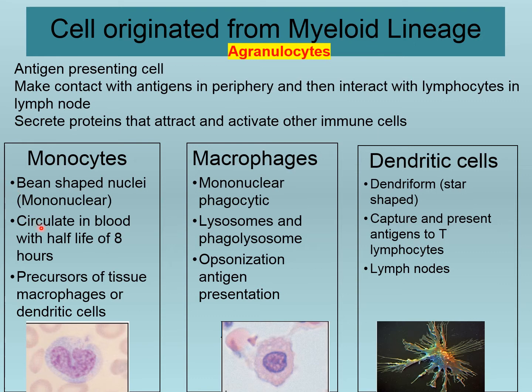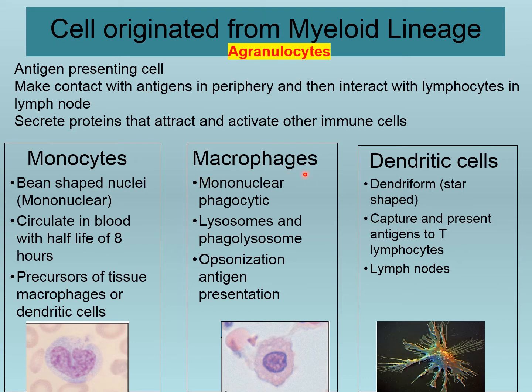These monocytes generally circulate in the blood for about 8 hours, during which they enlarge and they migrate to different tissues and differentiate into specific cells. So these monocytes are considered as the precursor cells of tissue macrophages or dendritic cells.